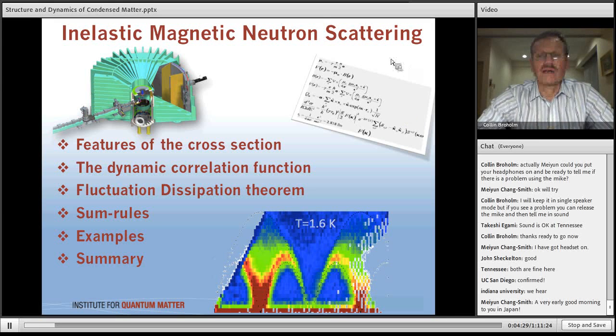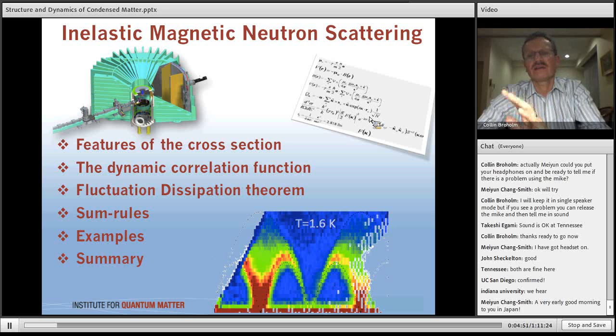So I'm going to spend most of today talking about the interpretation of data which can be considered to be measurements of this two-point dynamic correlation function. Okay, now I think it's the first time that I actually introduced this concept of the dynamic correlation function, and what it's really done is relegate into a certain mathematical definition the most important part of the scattering cross-section.